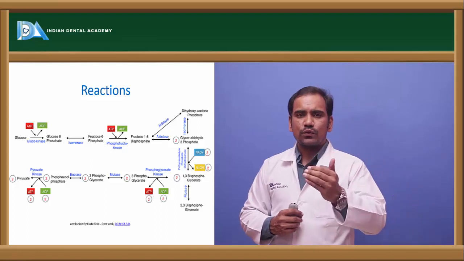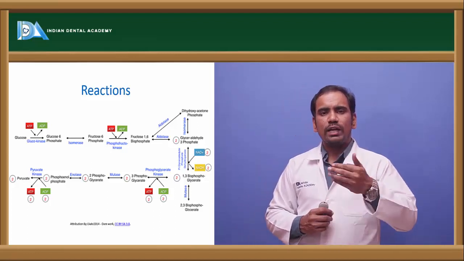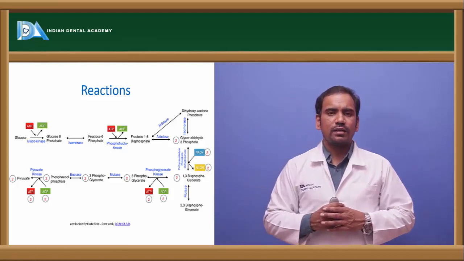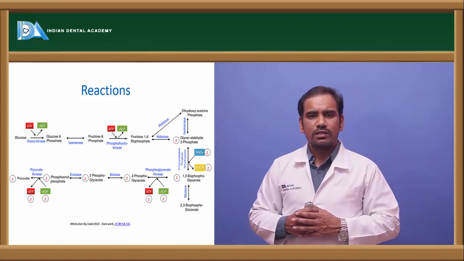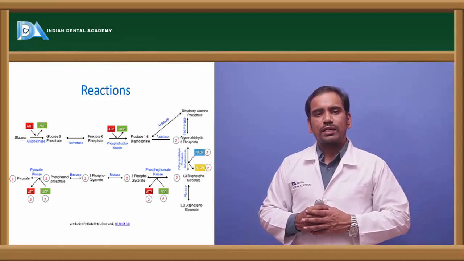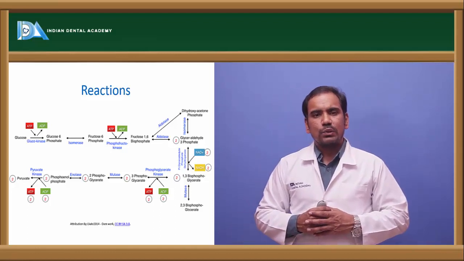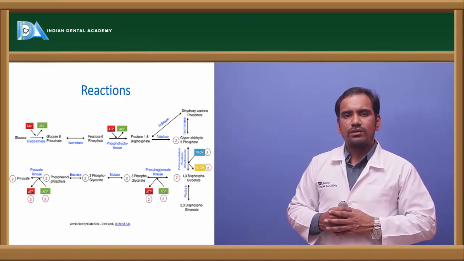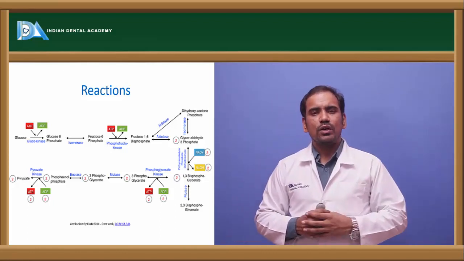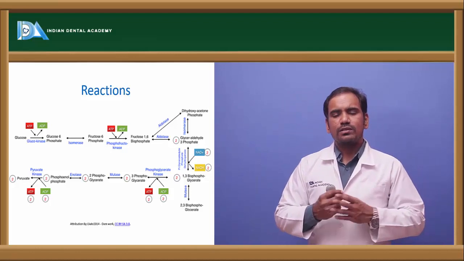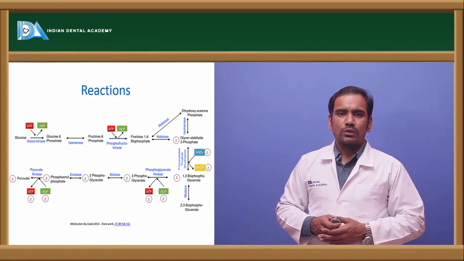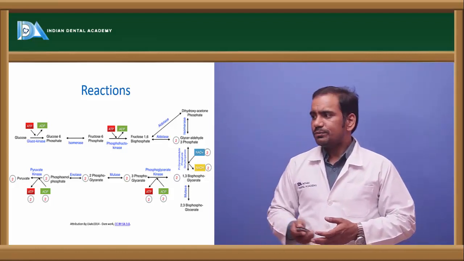In the conversion of phosphoenolpyruvate to pyruvate, one more ATP is produced directly from the substrate. So this is the second step in glycolysis where substrate level phosphorylation occurs. So this is about the reactions of glycolysis. We started with a 6-carbon molecule, glucose, and the end product is 2 molecules of pyruvate in the presence of oxygen, or two molecules of lactate in the absence of oxygen. So these are the reactions of glycolysis.